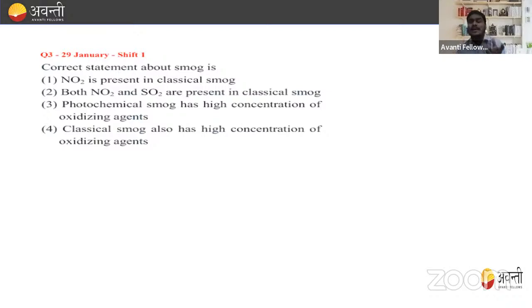Also note which chemicals produce this smog, what causes it, and what health issues are related to it. Please try to read this: what is the difference between photochemical smog and London smog?